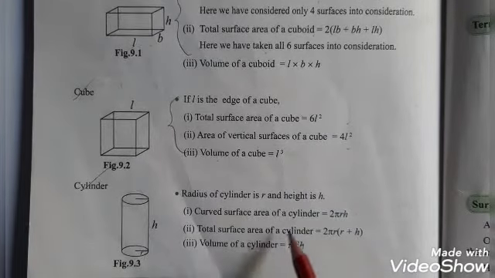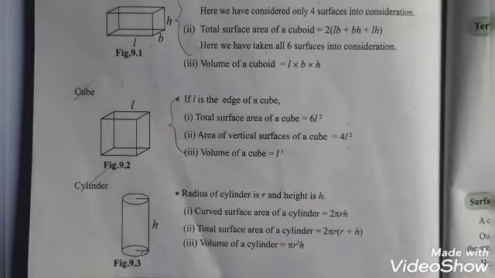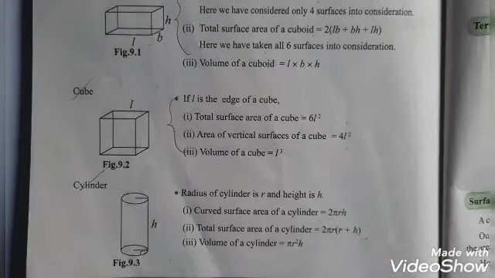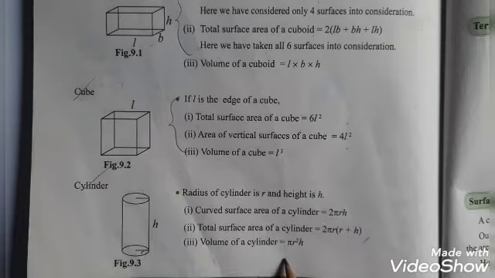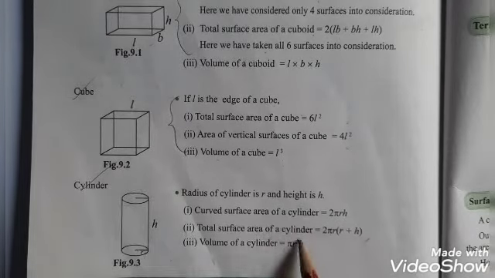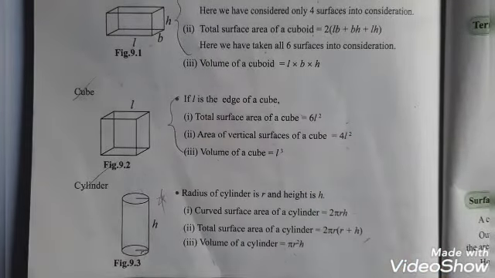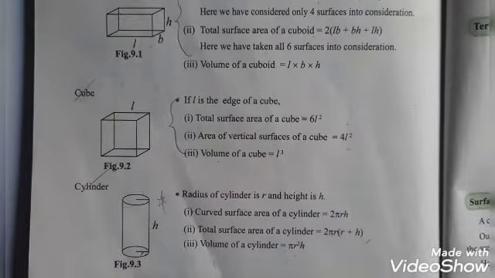Then total surface area of a cylinder is 2 pi r bracket r plus h. And the last one is volume of a cylinder. So the formula for volume of a cylinder is pi r square h. So all the formulas of these three, you should learn them thoroughly. Now let us see how to solve the sums based on these three concepts. So let's begin with practice set 9.1.